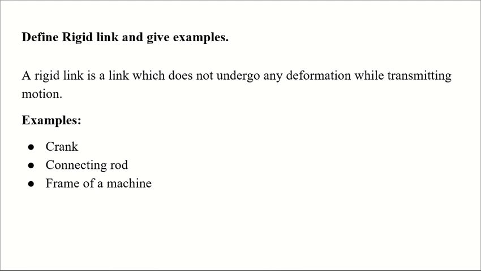Define rigid link and give example. So what is a rigid link? A rigid link is a link which does not undergo any deformation while transmitting motion.